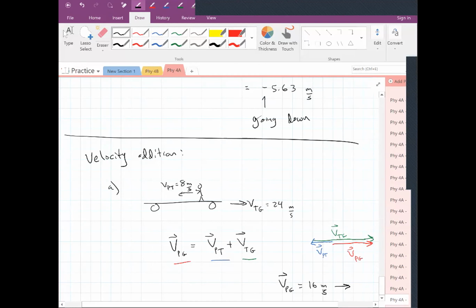16 meters per second to the right. That makes sense? If the person was not moving at all with respect to the train, if they were just standing on the train and you were standing on the ground, you'd see them flying by at 24 meters per second to the right. But they're moving slightly to the left, so it makes it appear that they're moving a little bit slower than 24 meters per second to the right. It looks like they're only moving 16 meters per second.